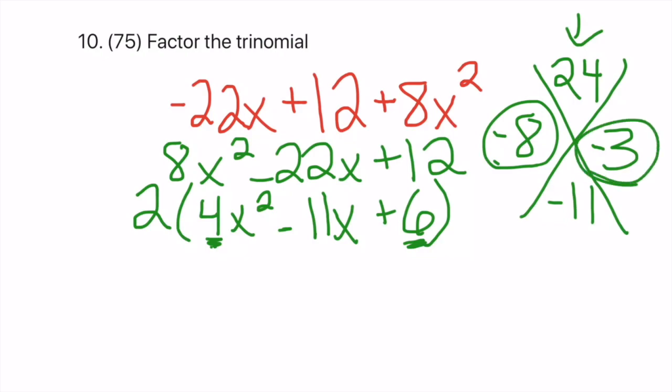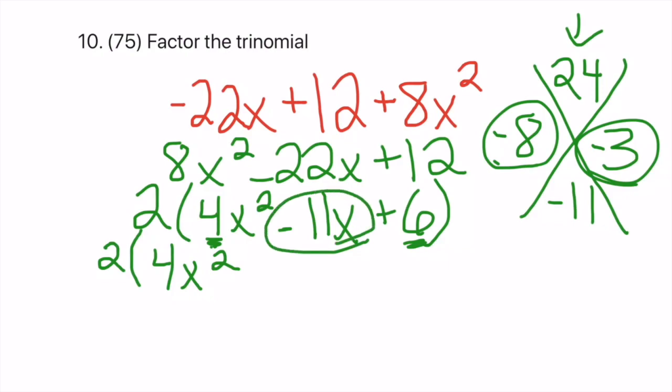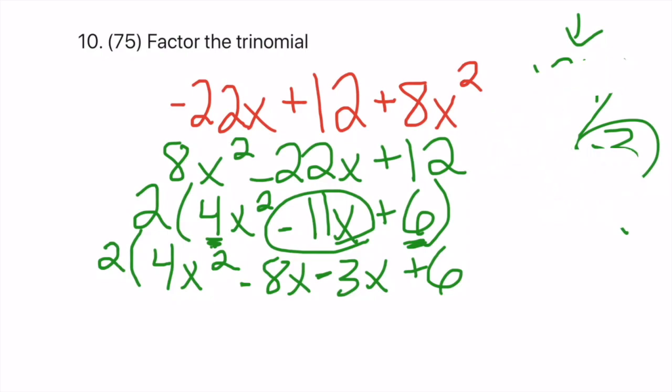And when I do this, I still have this 2 hanging out here. I'm just going to leave that there. And I rewrite the problem, except now instead of writing our middle term, I write our middle term using these two new numbers. So minus 8x minus 3x. Because minus 8x minus 3x does equal negative 11x. So it's the same thing, just written differently. And then plus 6. I'm going to erase this so I have some more room off to the side in a second.